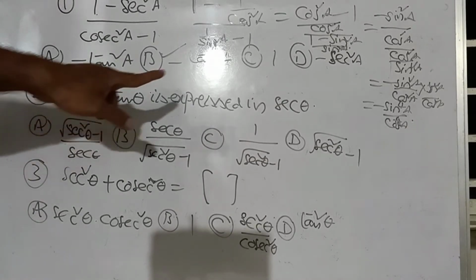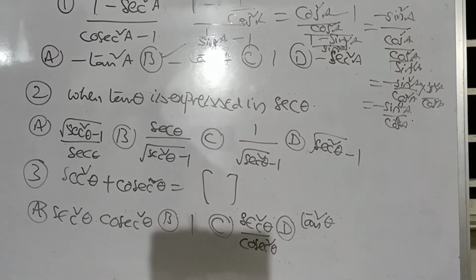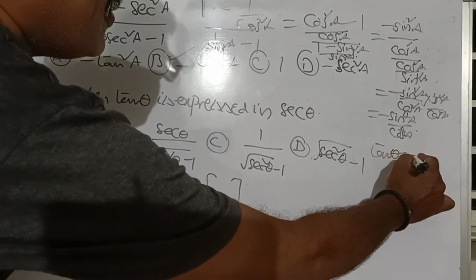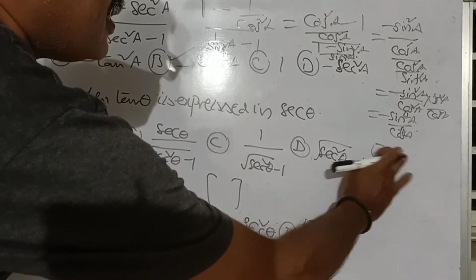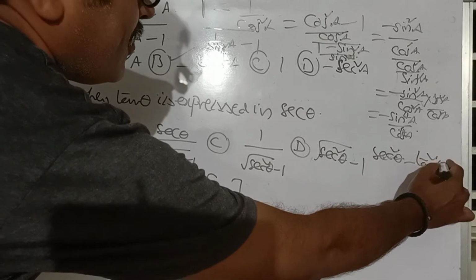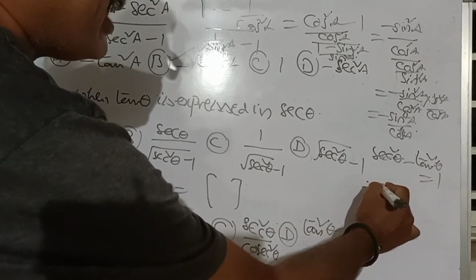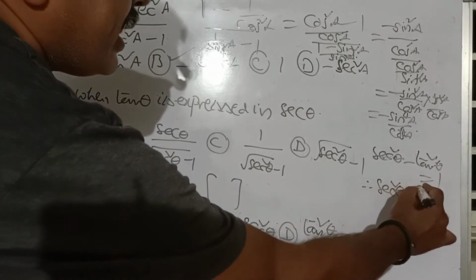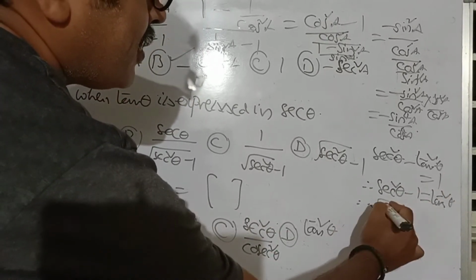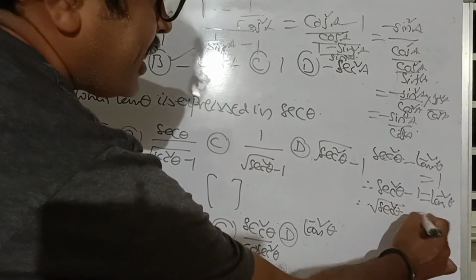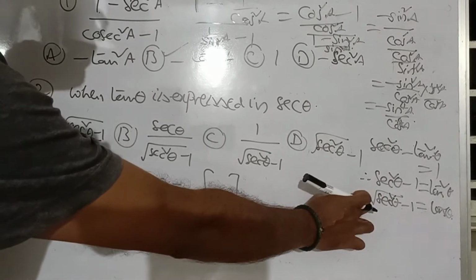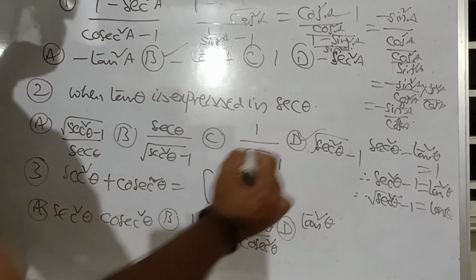When tan theta is expressed in secant theta: secant square theta minus tan square theta is equal to 1. It is called one of the trigonometric equations. So secant square theta minus 1 is equal to tan square theta. When you apply square root on both sides, root of secant square theta minus 1 is equal to root tan square theta, that is tan theta. So when tan theta is expressed in terms of secant theta, it is root of secant square theta minus 1.